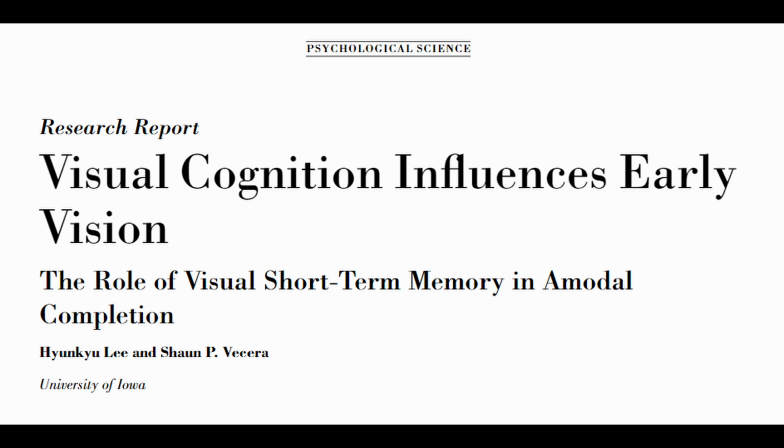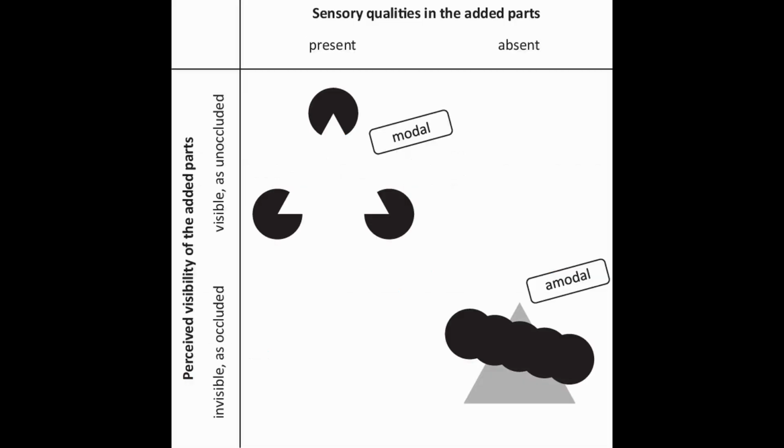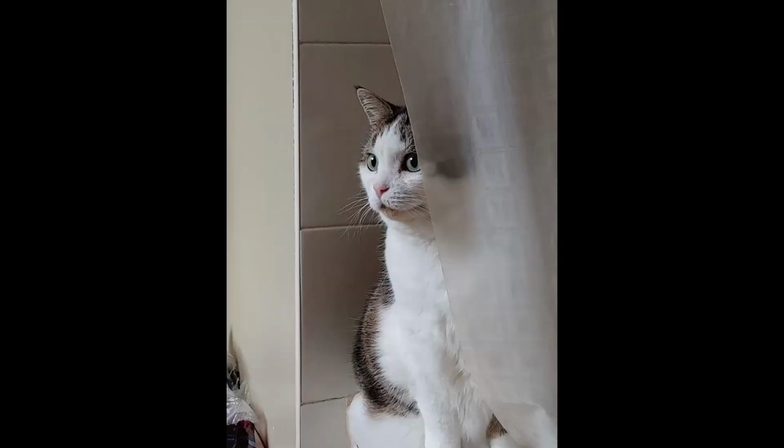Amodal completion refers to a perceptual phenomenon where the brain fills in missing parts of an occluded object, making it appear as a whole despite being partially hidden. For instance, when we see a cat peeking from behind a curtain, we still perceive the entire cat as being present behind the obstruction.